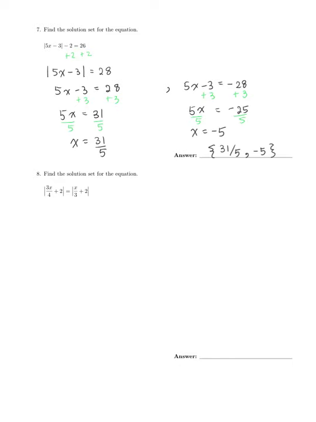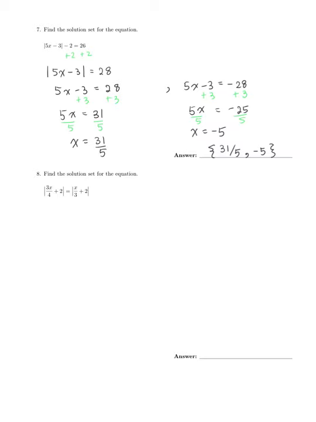And how do you know if your answers are correct? All you have to do is just check your solutions. Plug in 31 over 5 in place of x, and then make sure that when you drop that absolute value, it's going to equal 26, and then do the same thing for the negative 5. By the way, I already checked. They're both legit answers. All right, now let's do number 8.